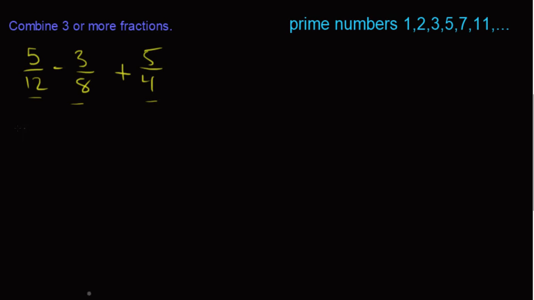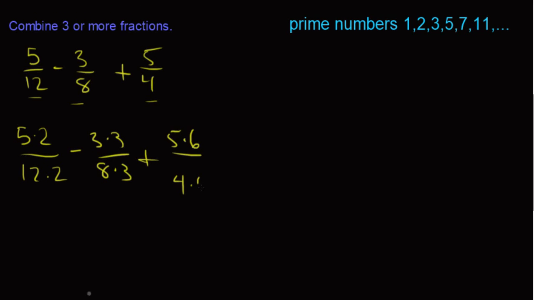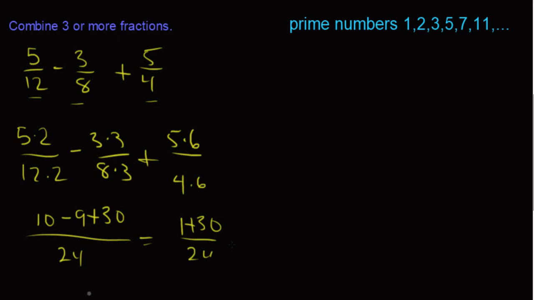So I have 5 times 2 over 12 times 2, minus 3 times 3 over 8 times 3, plus 5 times 6 over 4 times 6. So that gives me 10 minus 9 plus 30 over 24, which gives me 10 minus 9 is 1, plus 30 over 24, 31 over 24.